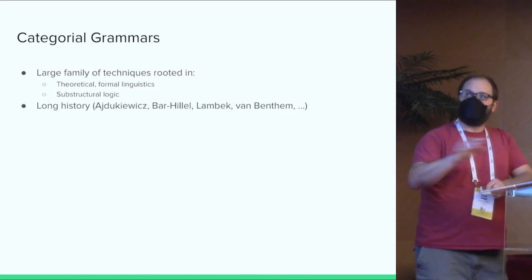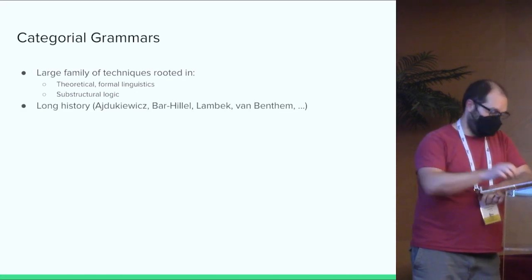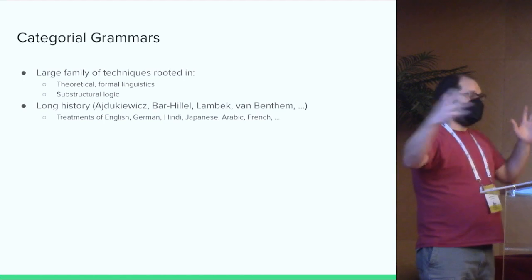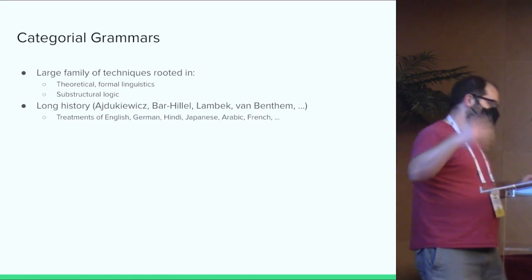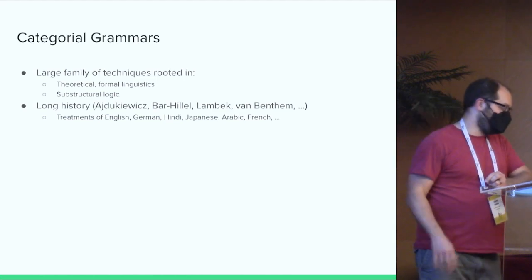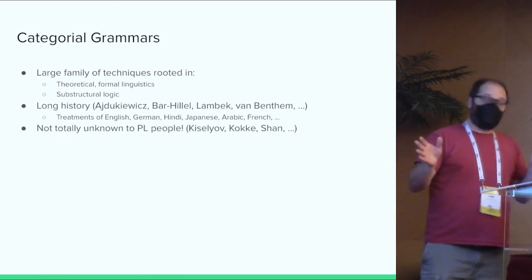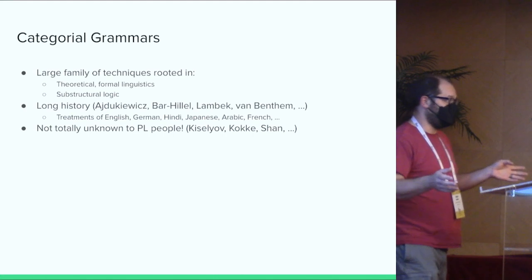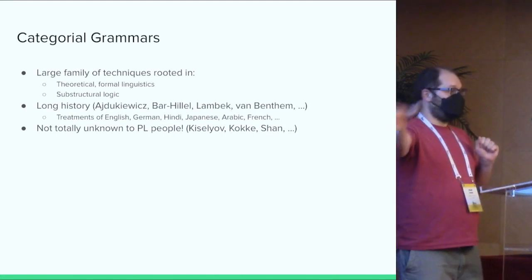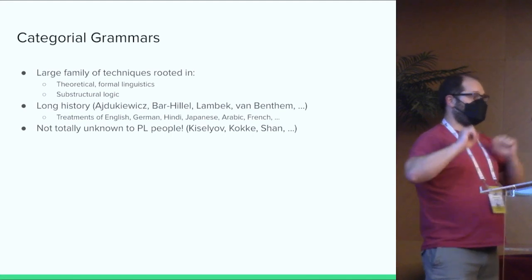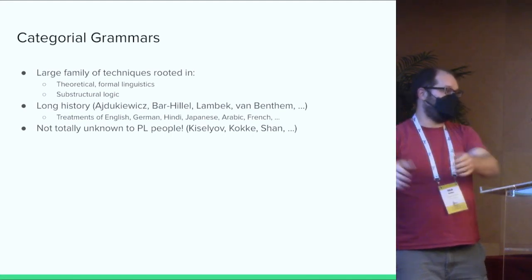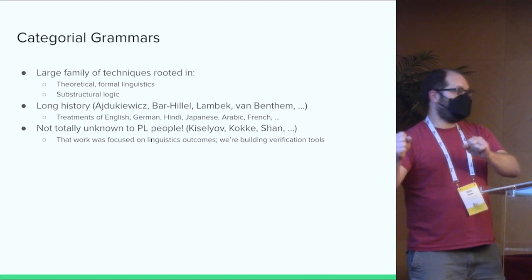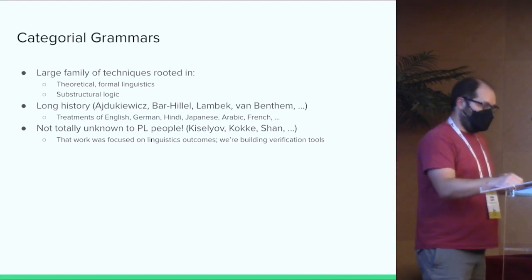So there's a long history here that I'm not going to talk about at all, going through famous linguists and logicians. They've been used to give extensive, thorough treatments of wide-ranging grammatical phenomena in English, German, Hindi, Japanese, Arabic, French, and there's more in the paper. And this is also something I have to acknowledge is not totally unknown to PL people. So there are people here, even at this conference, who have worked with categorical grammars, but mostly going in one direction, which is taking PL concepts and trying to make it easier to do linguistics better, more easily, which is very cool, and I love that work. But we are going the other direction. We are trying to raid this treasure chest of linguistic knowledge and use it to make better proof assistants, right?